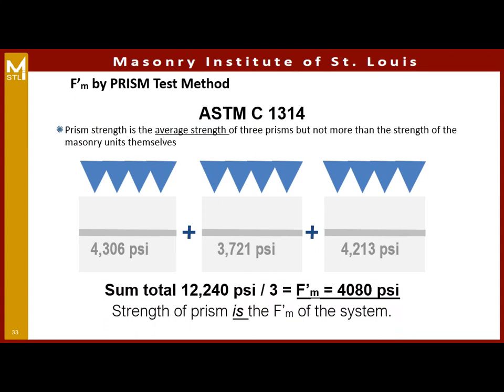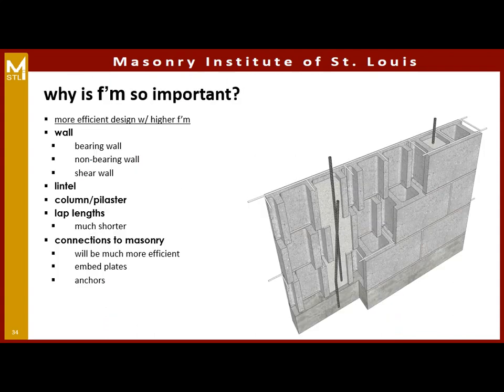Obviously, the drawback with the prism test method is that you need to wait the 28 days to break these and test them. But if it gets you a much higher F prime M, maybe that's worth it if you can get that in the schedule. And of course, F prime M is so important because everything with masonry has to do with that. All the strengths of our walls, lintels, columns, lap lengths get shorter, and connections to masonry are more efficient as well, whether we're talking cast-in-place connections or post-installed.